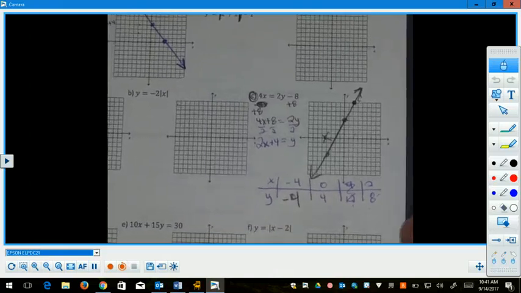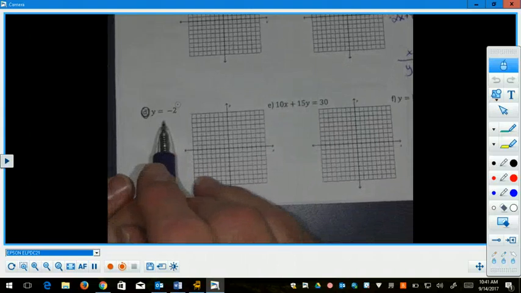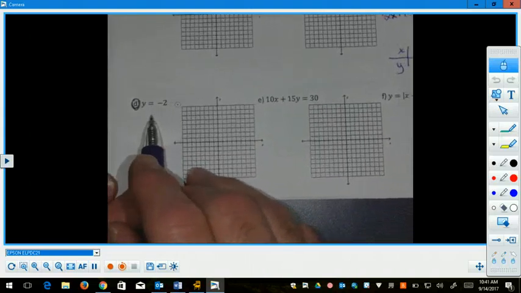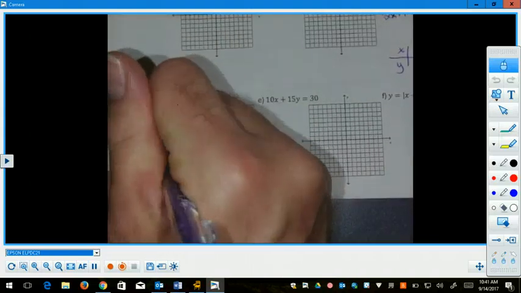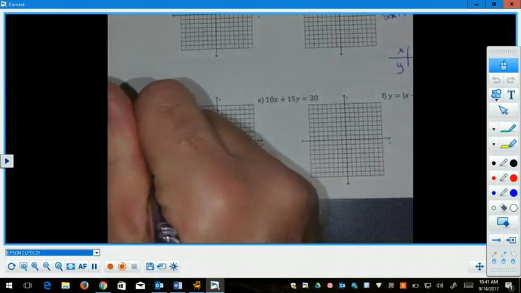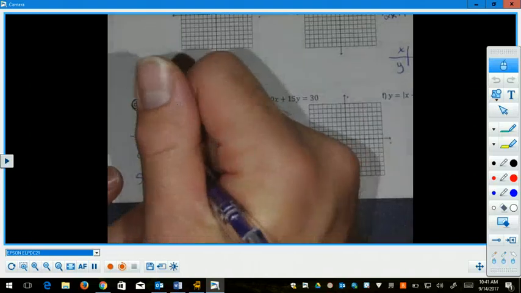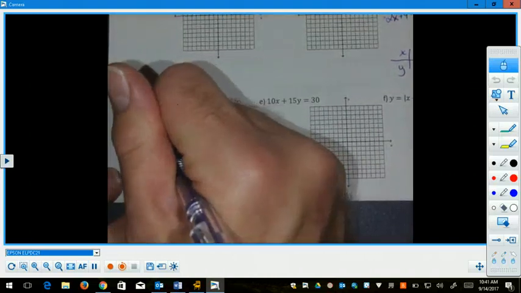Letter D, we have y equals negative 2. That means it doesn't matter what the value of x is. X can be negative 4 or 0 or 5 or any number. Y is always negative 2.